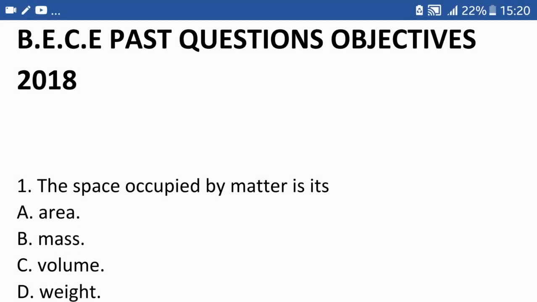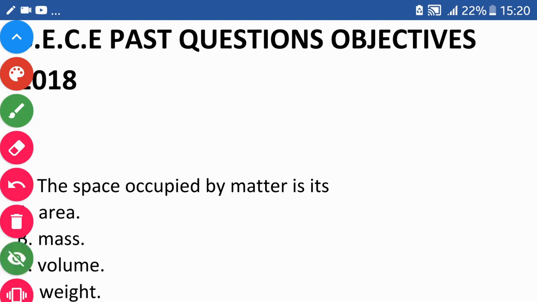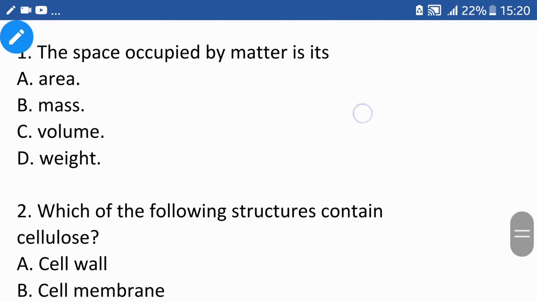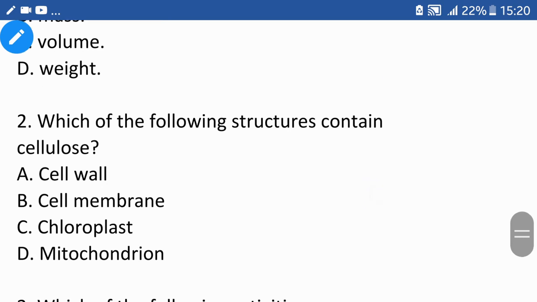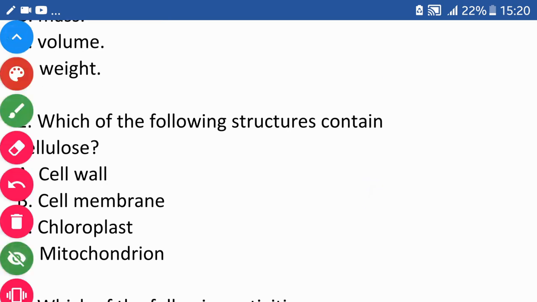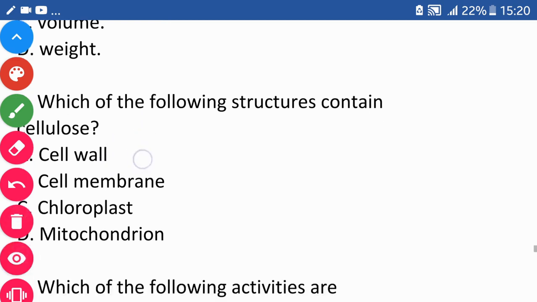So you're welcome back once again. We are going to take a look at the answers. So the space occupied by matter is its area. So A. That's for number 1. Number 2, which of the following structures contain cellulose? Cellulose, cell wall. So A. Number 2 is A.